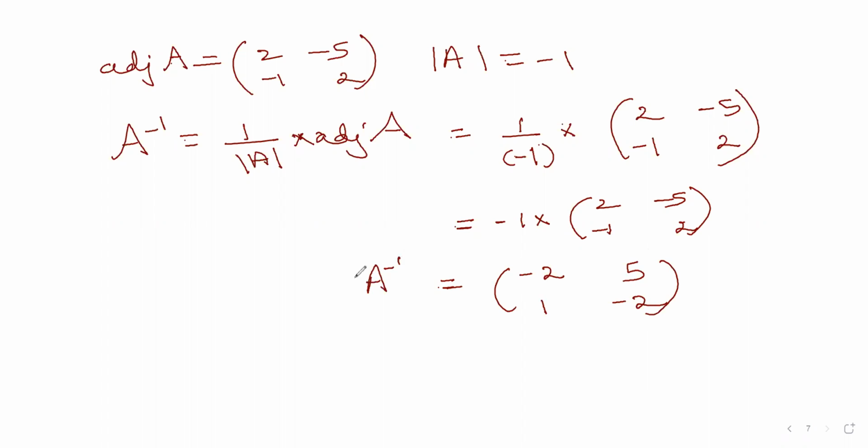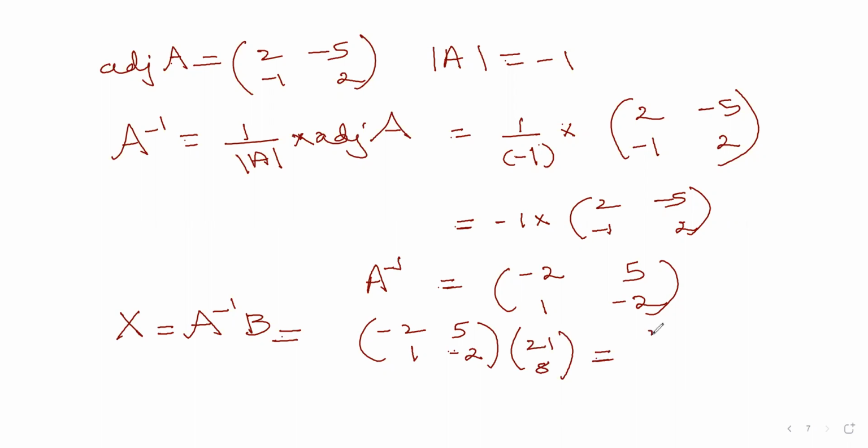That is my A inverse, but it's still not over because we need X. X is equal to A inverse into B. Perform matrix multiplication: minus 2, 1, 5, minus 2 into your matrix B, which is 21 and 8. So 2 rows, 2 columns, 2 rows, 1 column. So it will be a 2 by 1 matrix: minus 2 into 21 plus 5 into 8, because the concept is the same. We're just using different methods. And here it will be 1 into 21 minus 2 into 8. Okay.